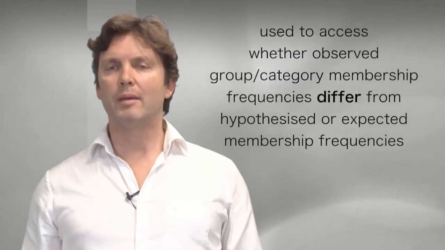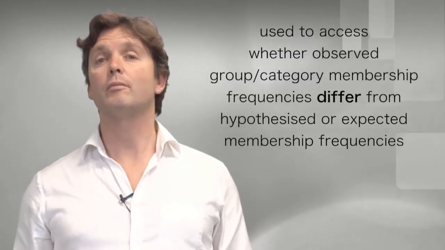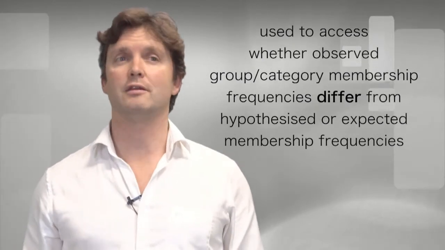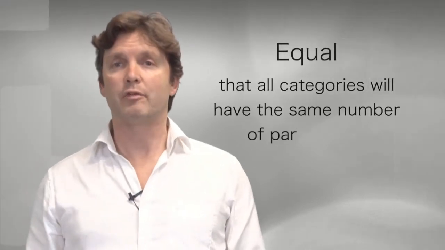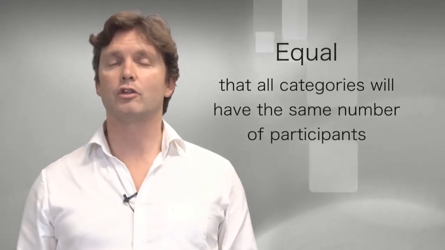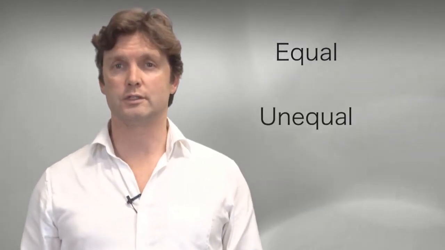The one-way chi-squared, also known as the chi-squared goodness of fit, is used to assess whether the observed membership frequencies differ from the hypothesized or expected membership frequencies. The hypothesized frequencies can either be equal, which means that all categories will have the same number of participants, as in the example I will provide, or they can have unequal hypothesized frequencies.